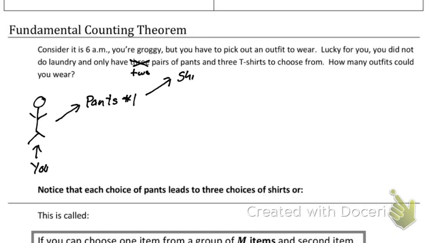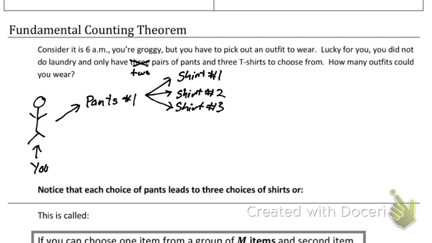You can either wear your shirt number 1. You could wear your shirt number 2. And finally, you could wear your shirt number 3. So with pants number 1, you have 3 shirts you can wear it with. There are 3 different outfits that you could put together with pants number 1.